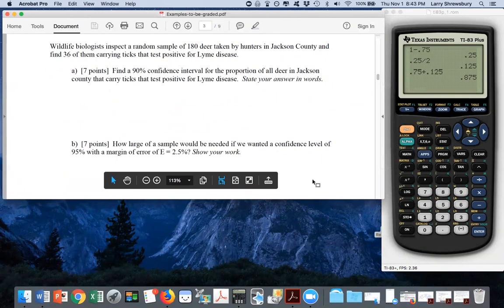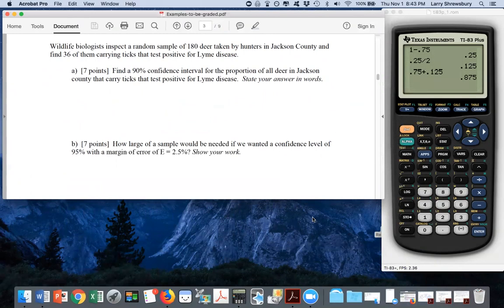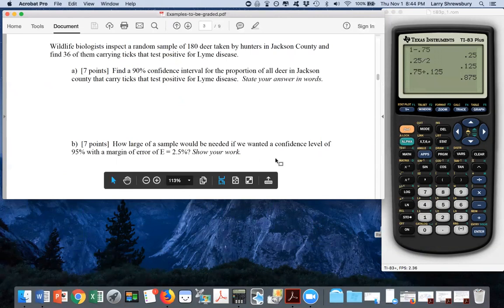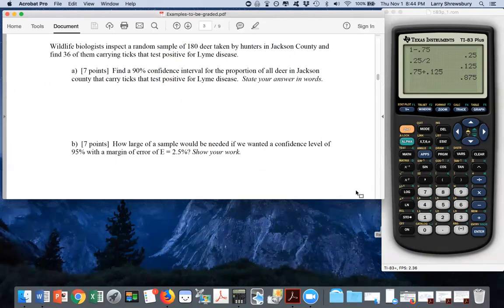All right. Wildlife biologists inspect a random sample of 180 deer taken by hunters in Jackson County and find 36 of them carrying ticks that test positive for Lyme disease. So the first question is, find a 90% confidence interval for the proportion of all deer in Jackson County that carry ticks that test positive for Lyme disease. Well, that might be something you'd like to know. And then the other question is, now how large of a sample would be needed if we want a confidence level of 95% with a margin of error E of 2.5%?